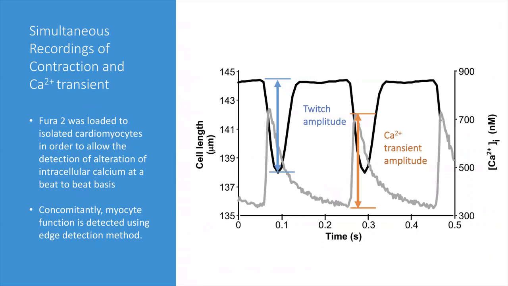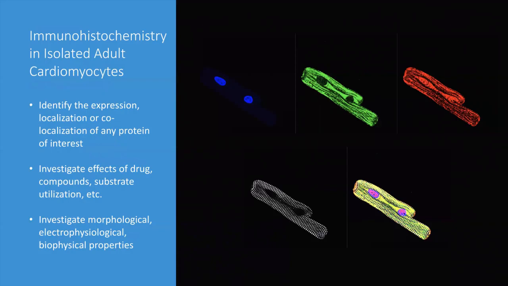There are lots of ways one can think to use these isolated cells for all kinds of in vitro functional assessments, at the basal state or with any stimulant, drugs or compounds, and determine their effects on excitation-contraction coupling. There is endless possibility to utilize isolated cardiomyocytes.